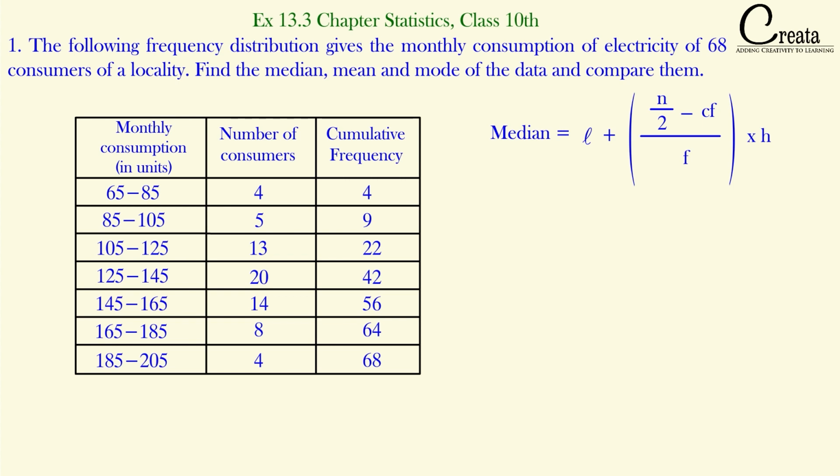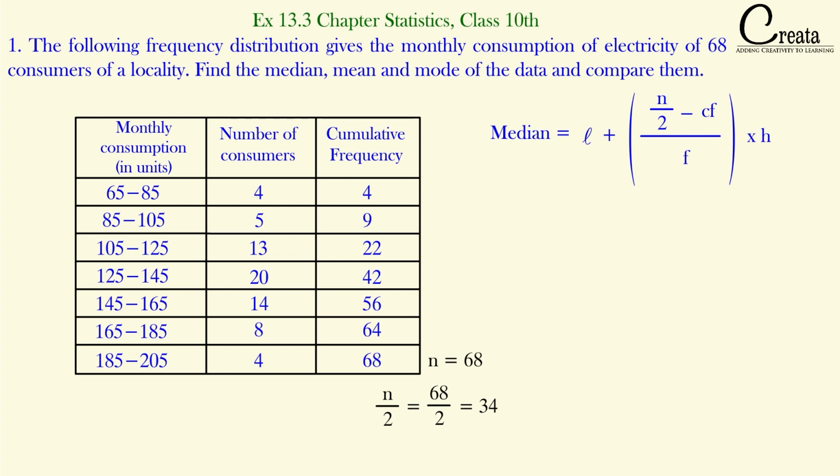This is the formula of median. For reference, we will use it at a later stage. The next step in calculating the median is calculating n by 2. And what is n? n is 68. So n by 2 is 34. Got it? Now we have to locate in which cumulative frequency our 34 will come.